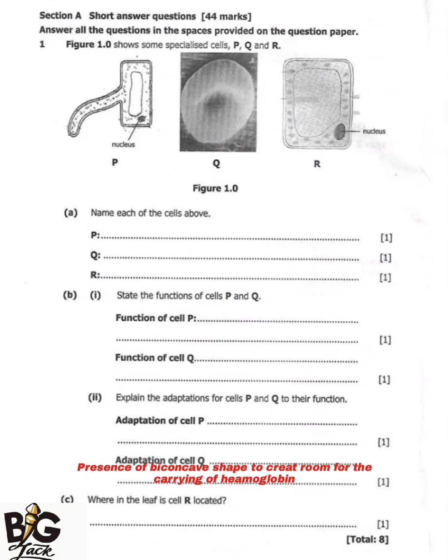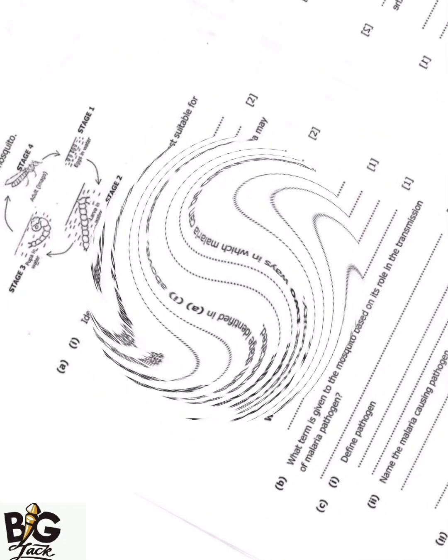Then as for question C, it says where in the leaf is cell R located? So cell R is a palisade cell. The palisade cell is located under the upper epidermis. Okay, so that was the last one for question 1.